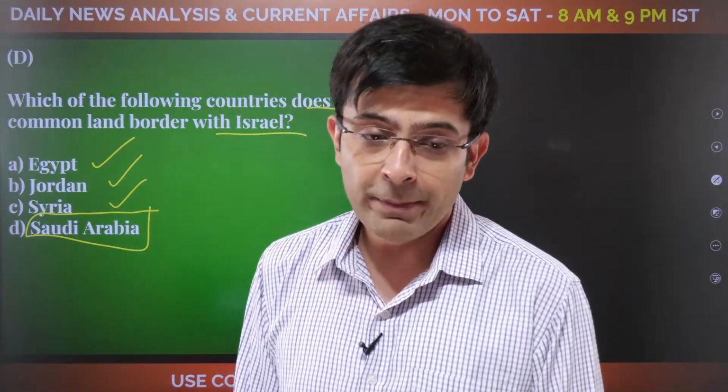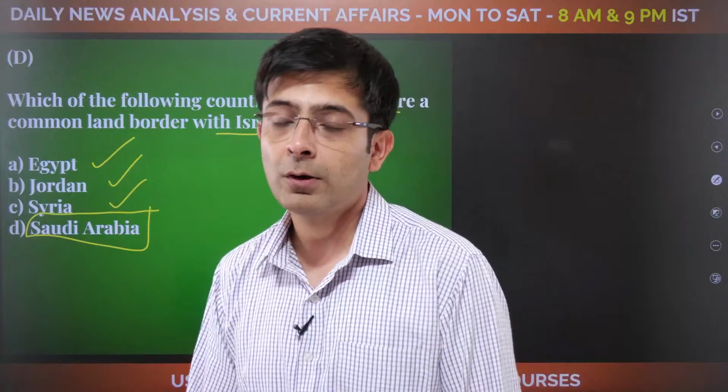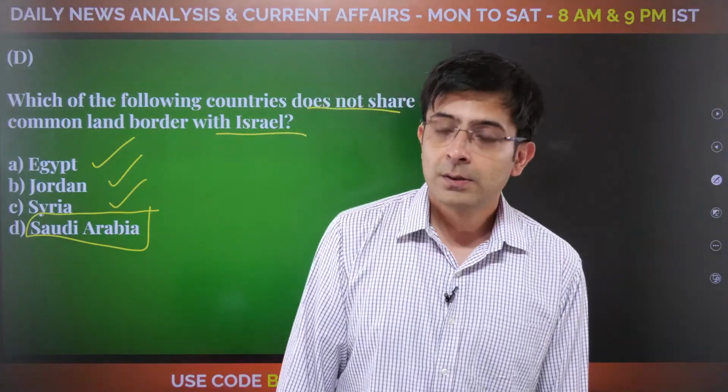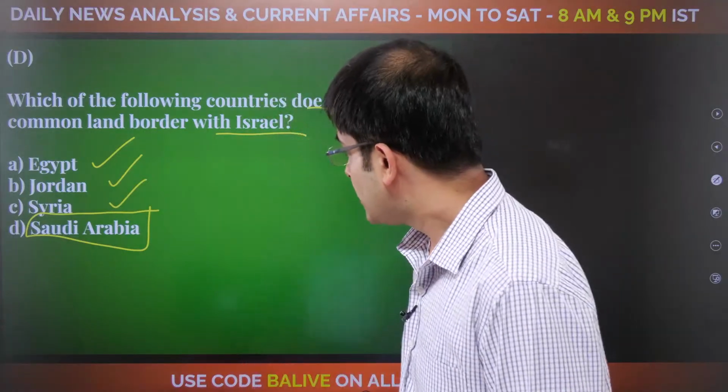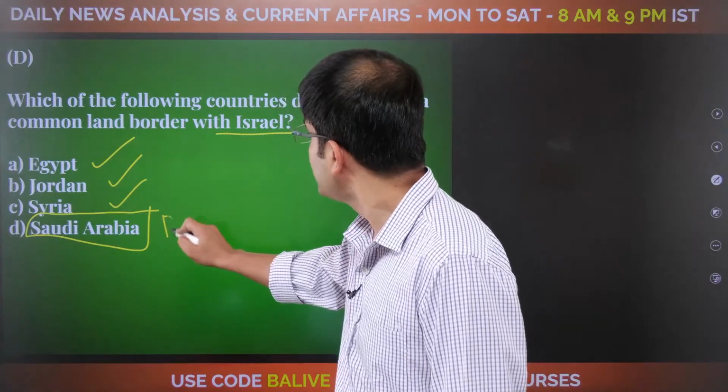But then again, you've had the Abraham Accords. There are a lot of peace treaties going on, a lot of normalization of relationships. So, we'll discuss that. So, Saudi Arabia is the answer here, which means D.